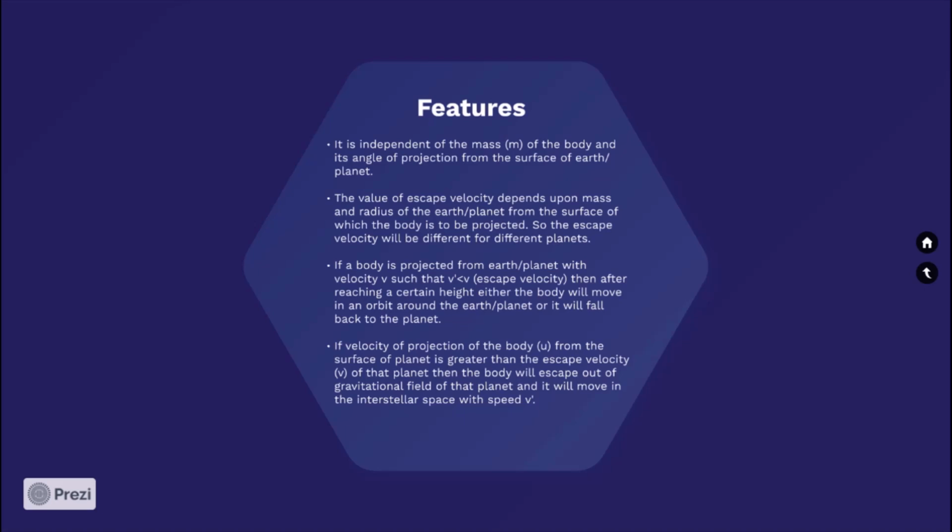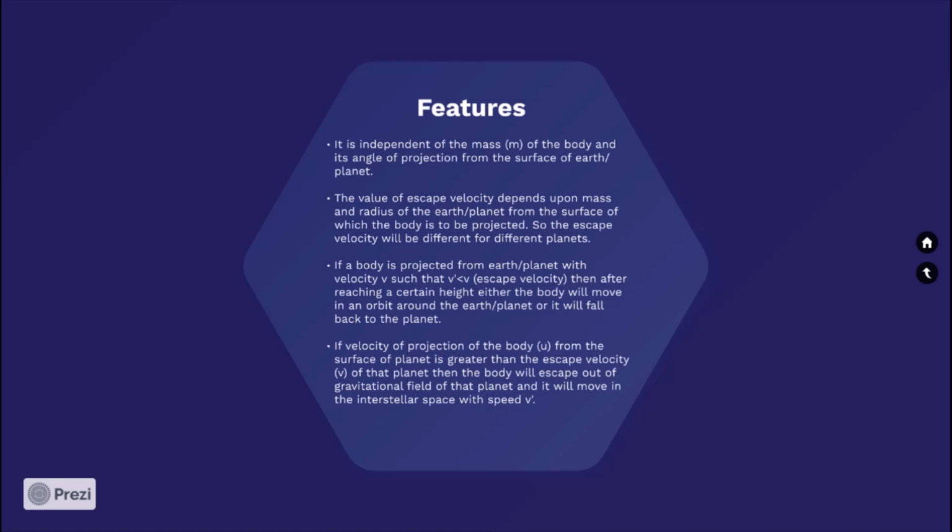It is independent of the mass of the body and its angle of projection from the surface of the earth or the planet. The value of escape velocity depends upon the mass and the radius of the earth or the planet from the surface of which the body is to be projected. So the escape velocity will be different for different planets.